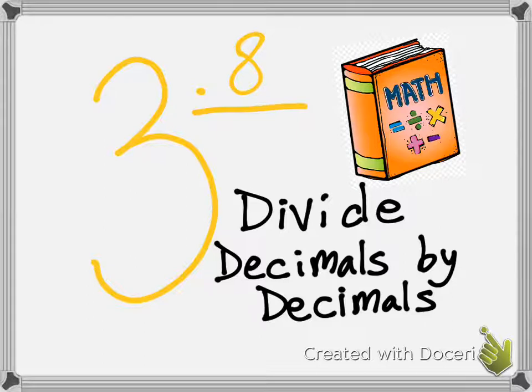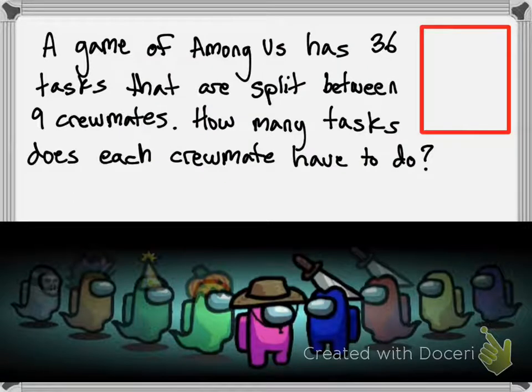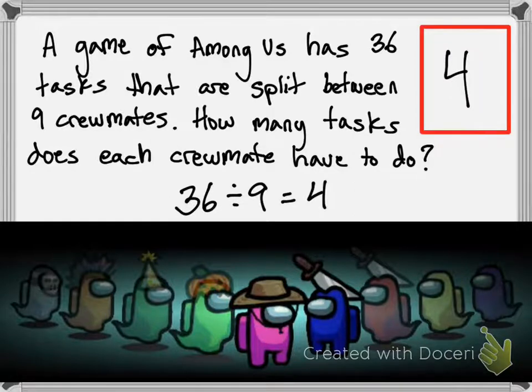We're gonna do a warm-up together. A game of Among Us has 36 tasks that are split between 9 crewmates. How many tasks does each crewmate have to do? Perfect, Jack says by knowing it that the answer is 4. So each crewmate has to do 4 tasks. What we did is we split 36 into 9 groups and we found out that was 4.